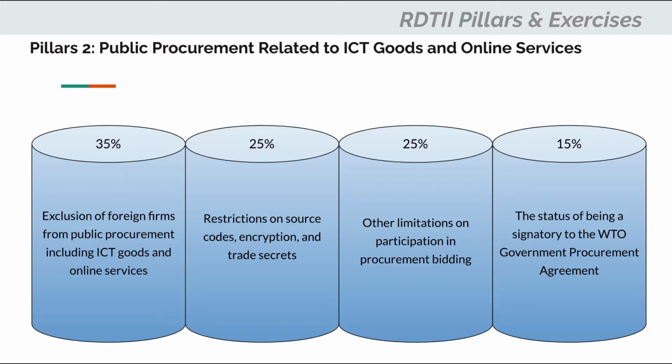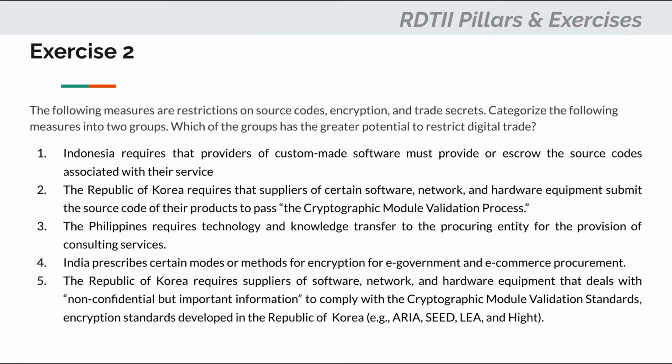The last subpillar, being a signatory to the WTO GPA, is given the least weight of 15%, because, while it is significant for digital trade by ensuring commitments of the most favored nation treatment and national treatment for procurement, not being a member of the treaty does not necessarily mean that the economy discriminates against foreign firms or distorts trade in procurement. Here is the exercise question for the second pillar.